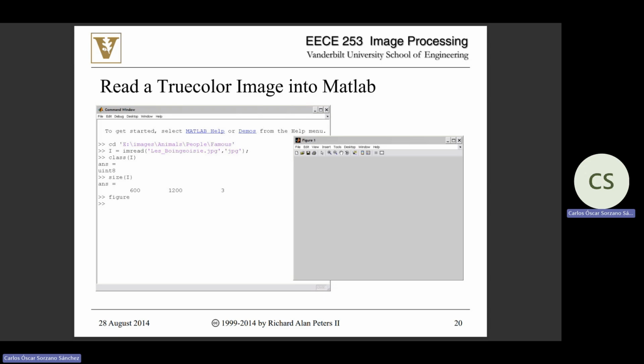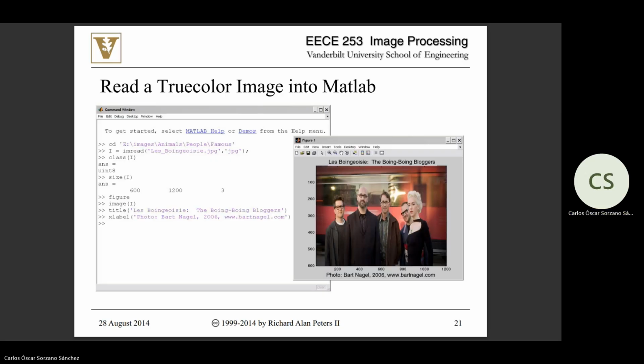Okay, that's fine. And then what is the size of that? The size is 600, 1203. We recognize this must be the height, the width, and the number of channels. We have 3 channels: red, green, and blue. Then we represent that image, and we have that image. Here you have to recognize something. One thing is the image information. The other thing is how you display an image.